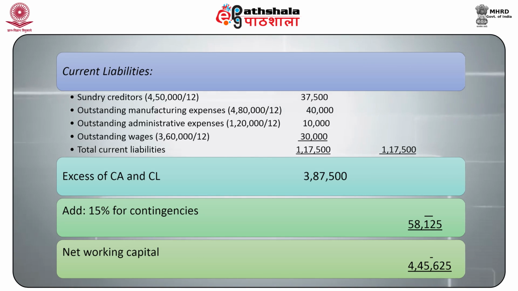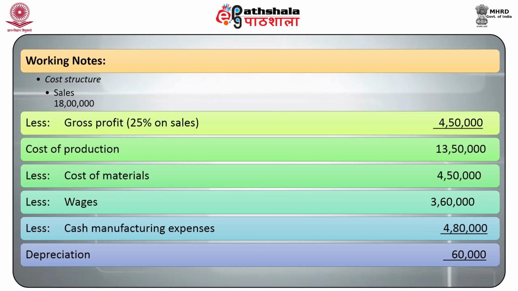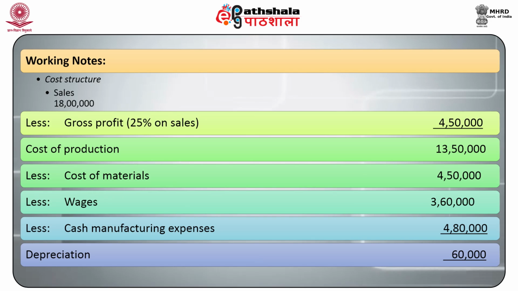We need to add 15% for contingencies, which is 58,125. The net working capital is now 4,45,625. For this also we have some working notes.